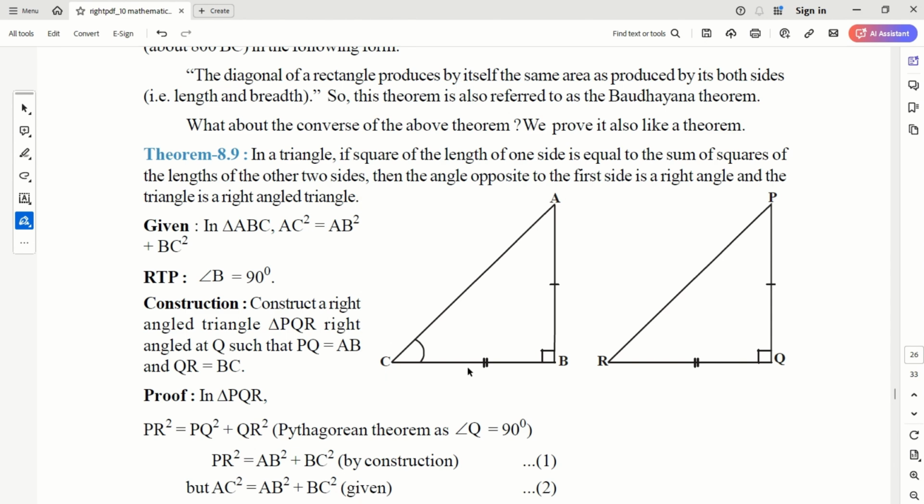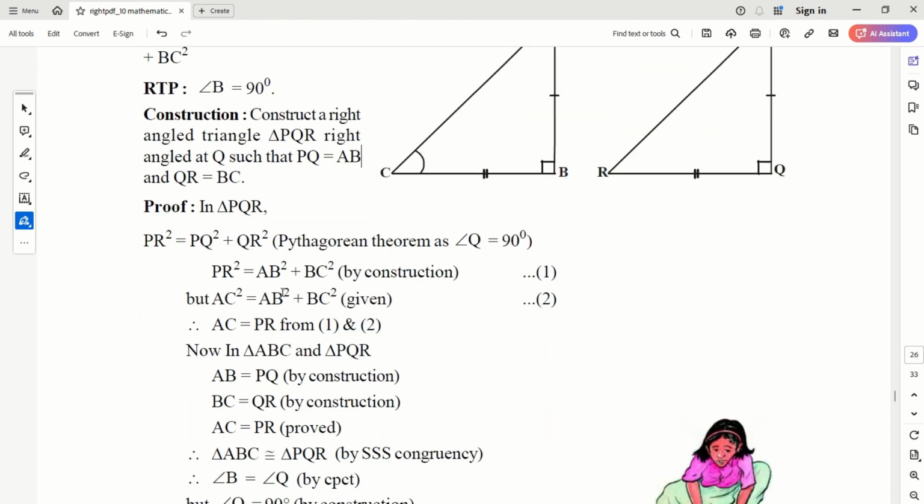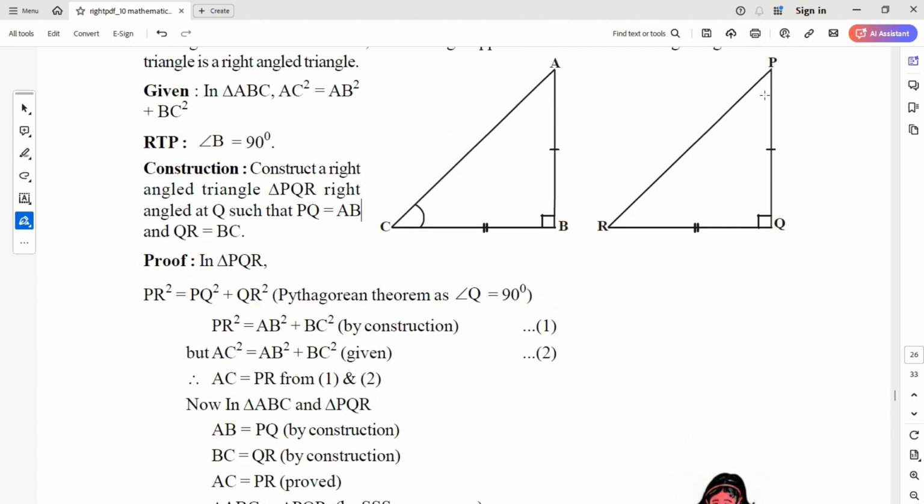So construct a right angle triangle PQR, right angle at Q, such that PQ equals AB and QR equals BC, which means we constructed a congruent triangle. Now, because PQR is a right angle triangle with these two sides, PR we don't know, we have to measure. So PR square equals PQ square plus QR square, because this is the 90 degrees I constructed. So PR square is obviously equal to PQ square plus QR square.